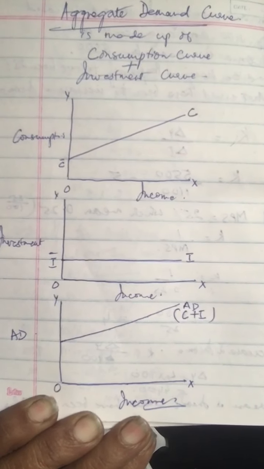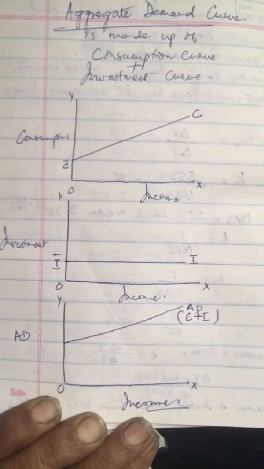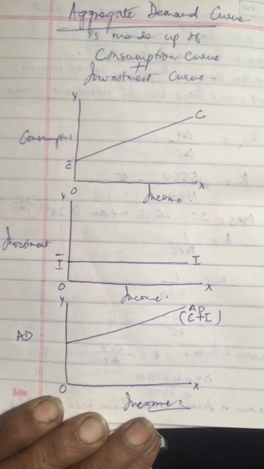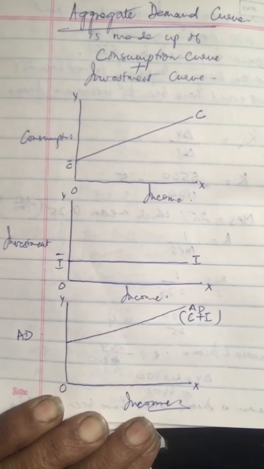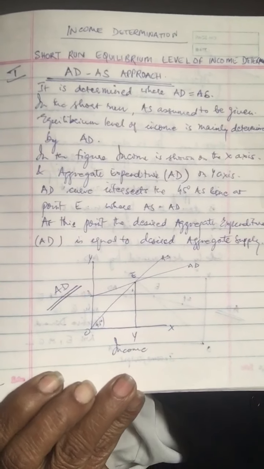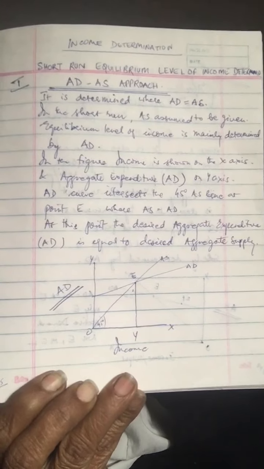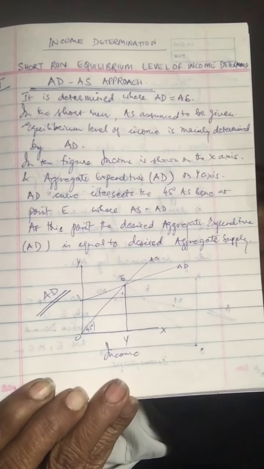So here we are going to do now the ADAS approach to study the short run equilibrium level of income determination. We know by now that income is determined by this approach where AD is equal to AS. So I want you to have a look at this diagram, just look at it and listen to what I have to say, and I'm sure it's going to be simple.